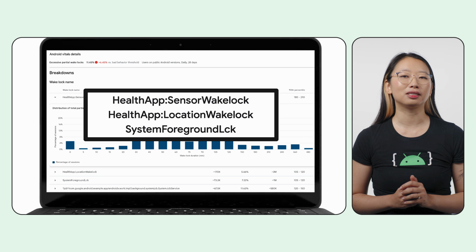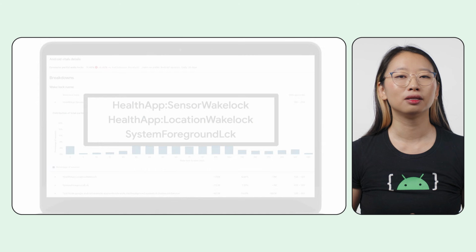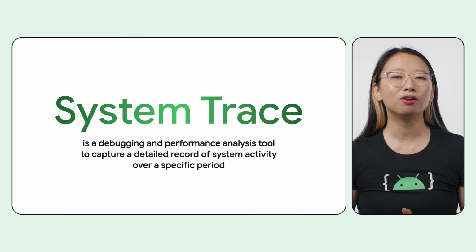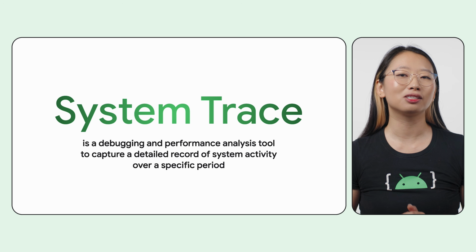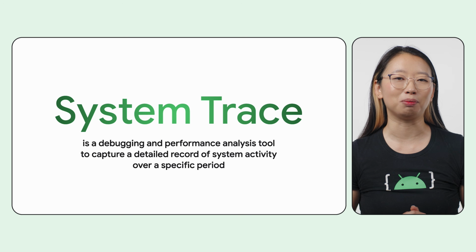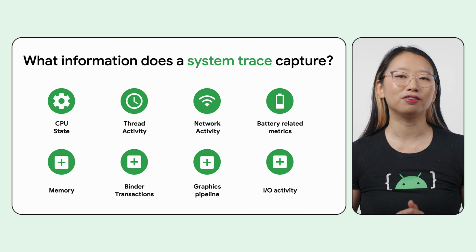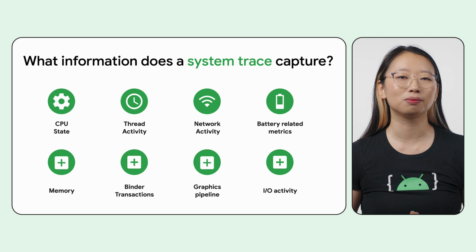In order to debug these particular wakelocks, we're going to record a system trace. A system trace is a powerful debugging and performance analysis tool that allows developers to capture a detailed record of system activity over a specific period. There's a lot of various information that a system trace can cover. Let's go over a few of these.